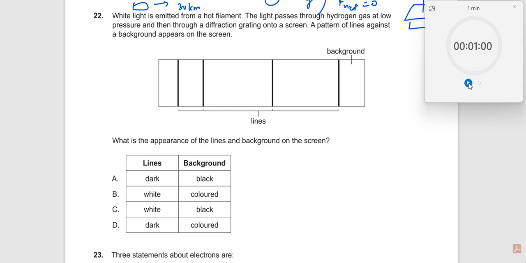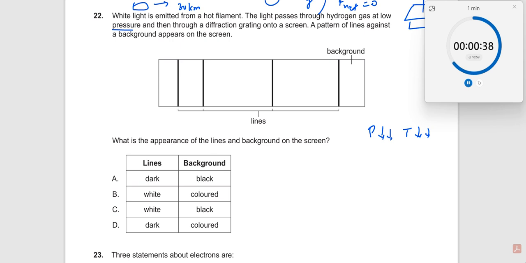Okay, question number 22. Let us switch on the timer. White light is emitted from a hot filament. Light passes through hydrogen gas at lower pressure. When you say lower pressure, what do you mean? Lower pressure means the temperature is also lower, because pressure is proportional to temperature. Then, passing through a diffraction grating on a screen, a pattern of lines against a background appears on the screen.